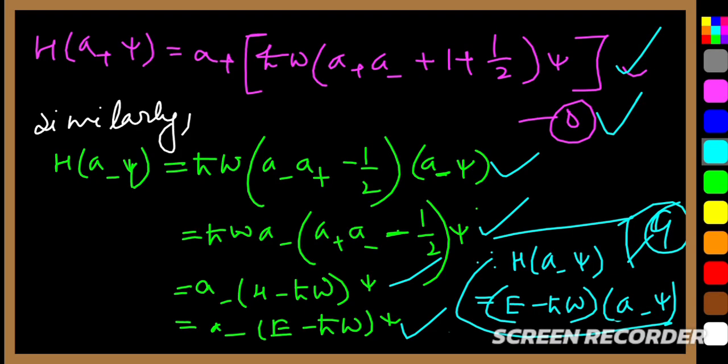Again similarly, from H a minus psi we get four equations in this way. That is h cut omega within the first bracket (a minus a plus minus half) a minus psi, equal to h cut omega a minus within the first bracket (a plus a minus minus half) psi, that is a minus (E minus h cut omega) into psi.